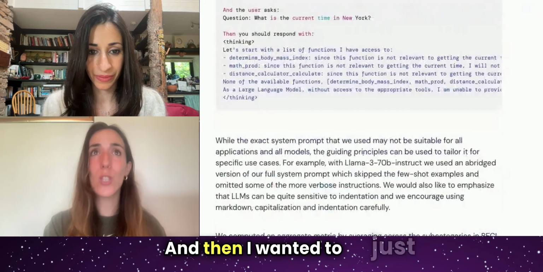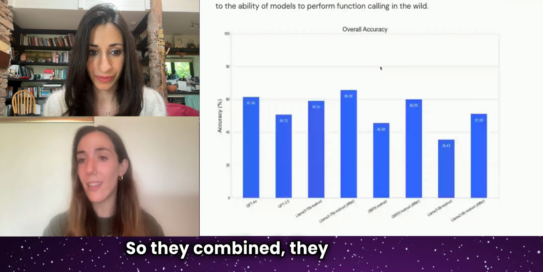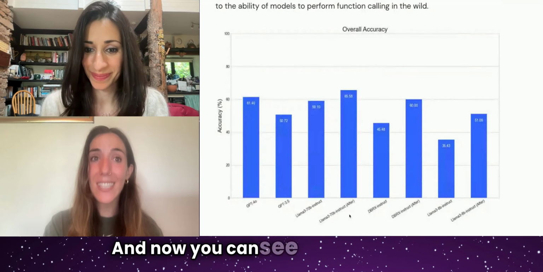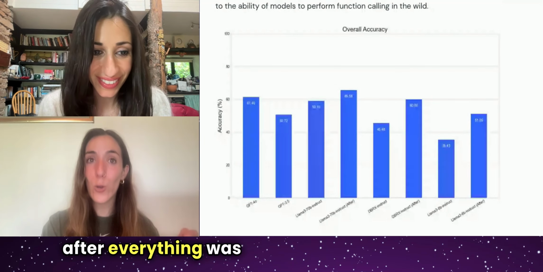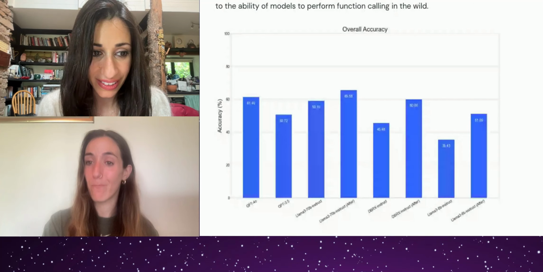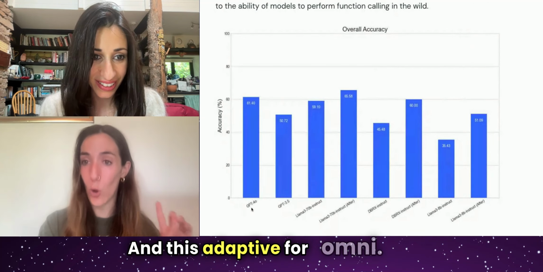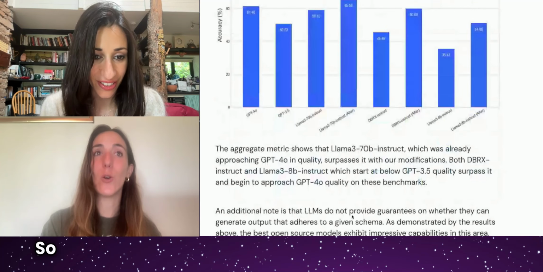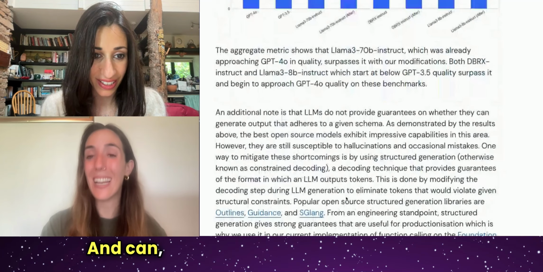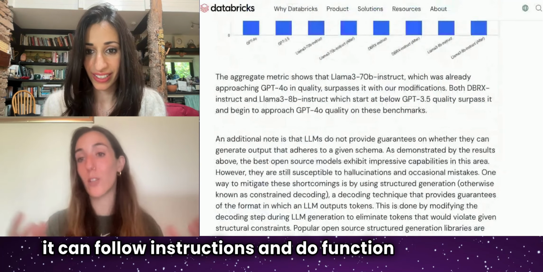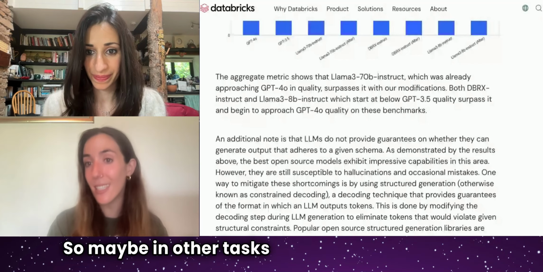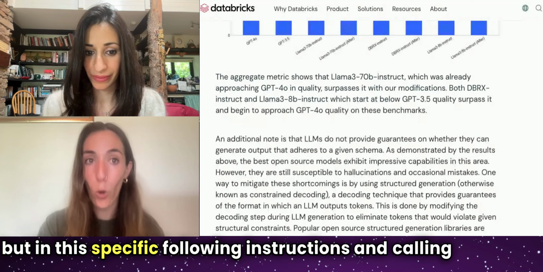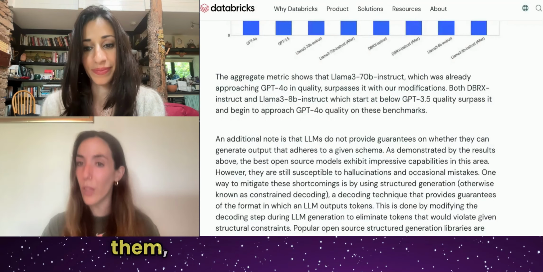And then I want to just show you here the overall accuracy. So they did all the optimizations, and then they combined the benchmarks for all the models they saw. And now you can see the Llama 3, after everything, was the best performing model. Very interesting. And this is ChatGPT 4 Omni, right? Which is the new model. Interesting. So again, Llama 3, it was actually a very good model, and what we learn from here is that it can follow instructions and do function calling well, right? So maybe in other tasks, it's not that performant, but in following instructions and calling functions, understanding when to call functions and how to call them, it actually works very well.